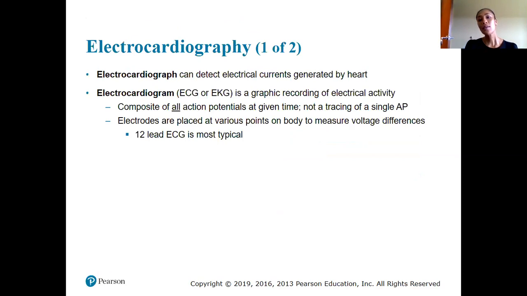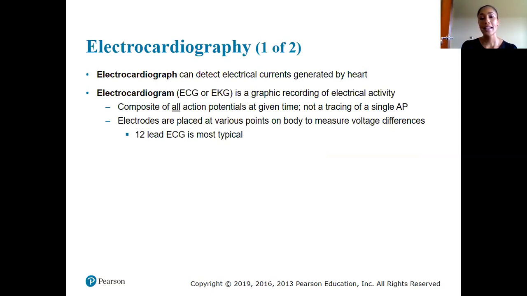Okay. So how can we look at the heart, measure the heart, and see if it's pumping normally or abnormally? We use a device called an electrocardiograph. This is a piece of technology that can detect electrical currents generated by the heart. An electrocardiogram, or EKG or ECG, is a graphic recording of this activity, and it's going to show us all of the action potentials at a given time as we're measuring heart rate and heart contraction.